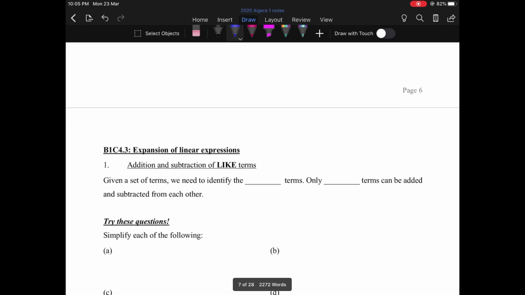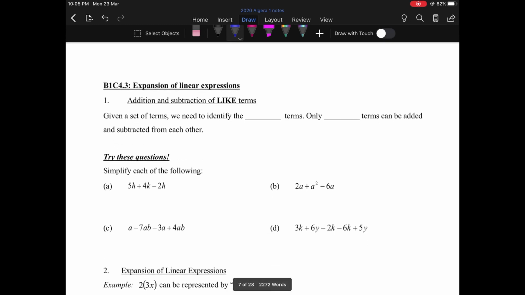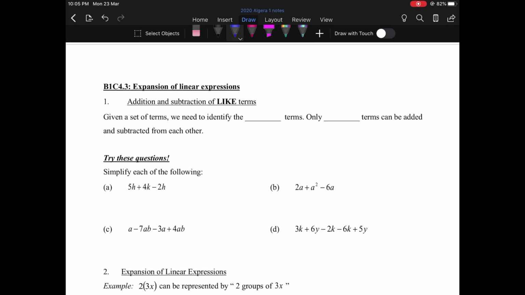Next section, simple expansion. Okay, so to fill in the blanks, we need to identify the like terms. Like terms means similar terms. So in algebra, these are not letters. You treat them as symbols. So the letter A in lowercase is not equivalent to the capital letter A, because they are different symbols.